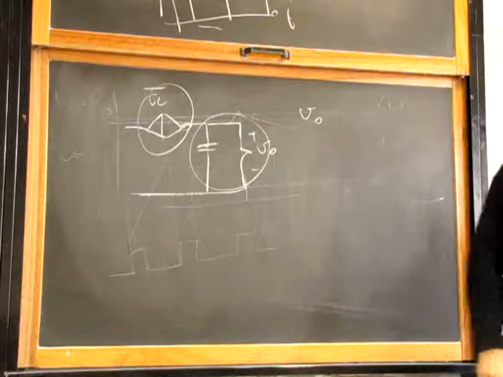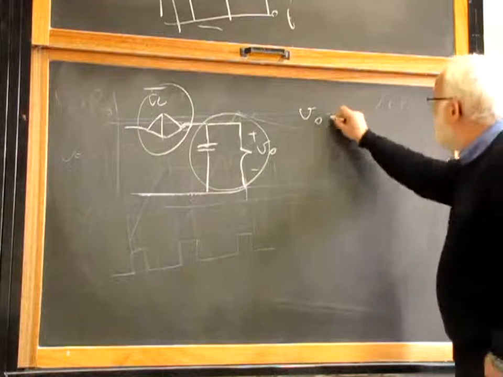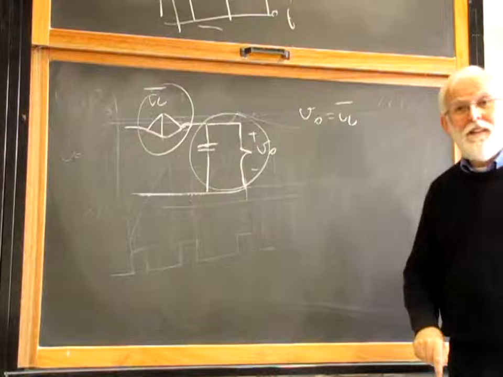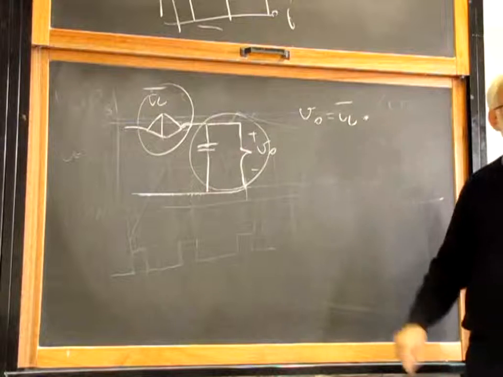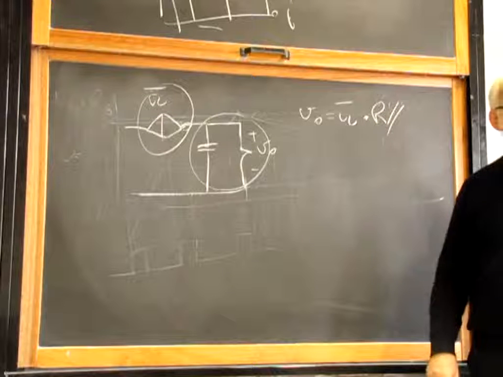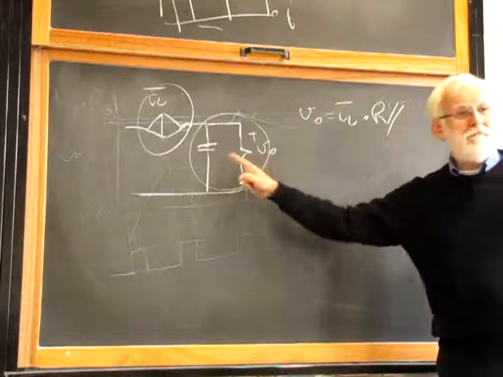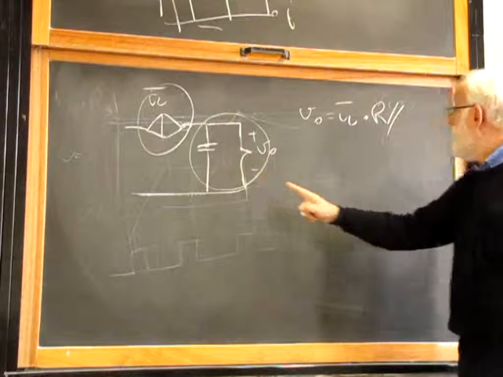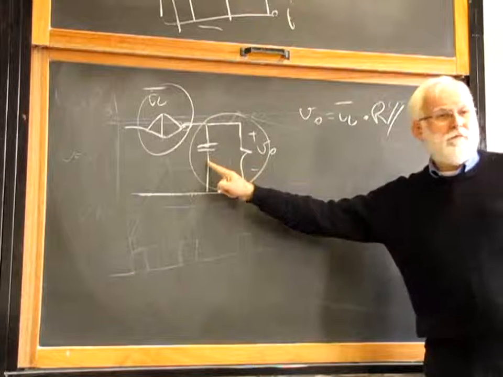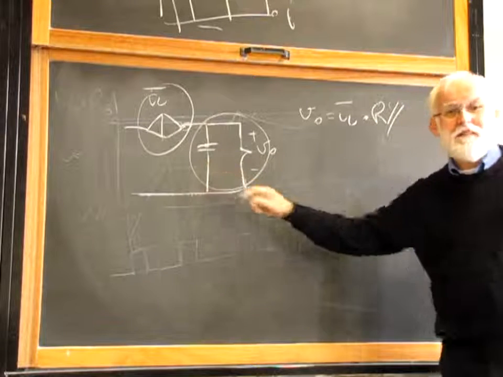This is difficult because you need to use the Ohm's law. The IL average has V naught equals IL average times R parallel with the output impedance. The output impedance, that is R in parallel with C. No, not parallel with this. R parallel with 1 over sC.